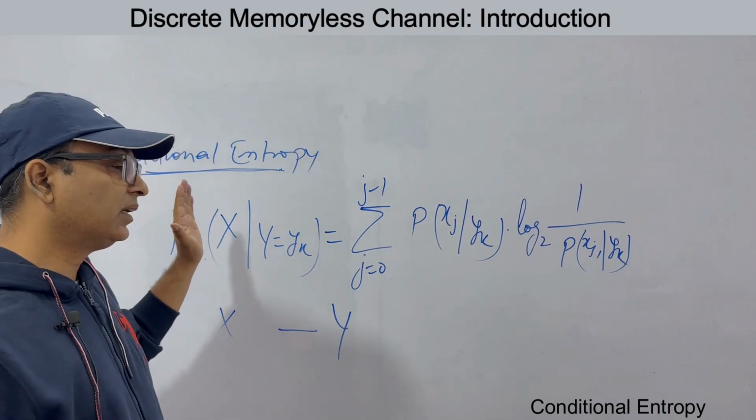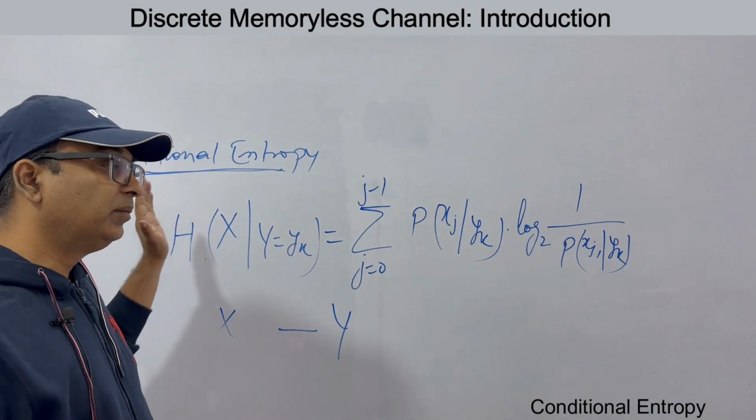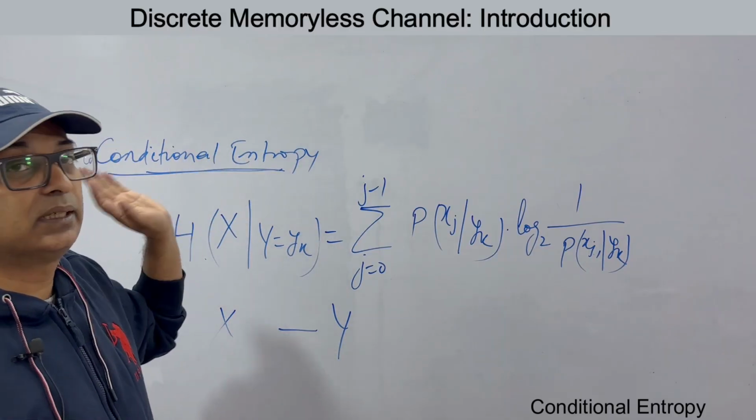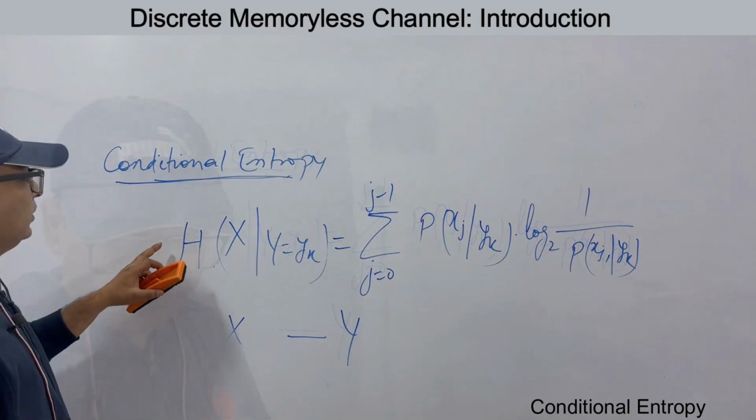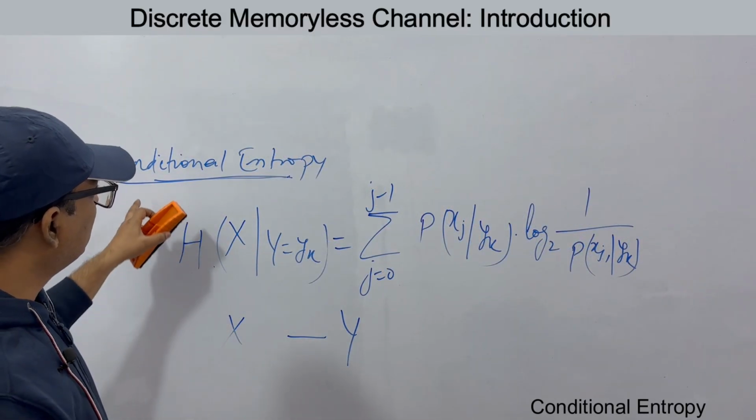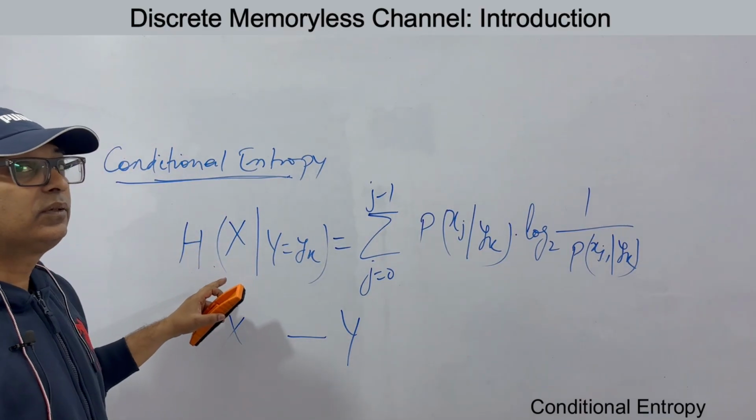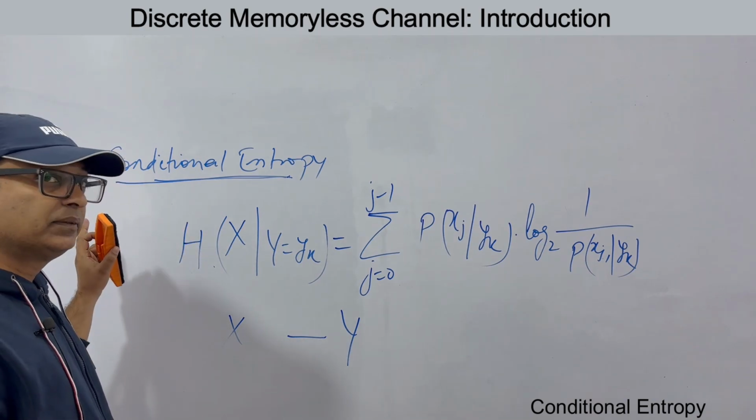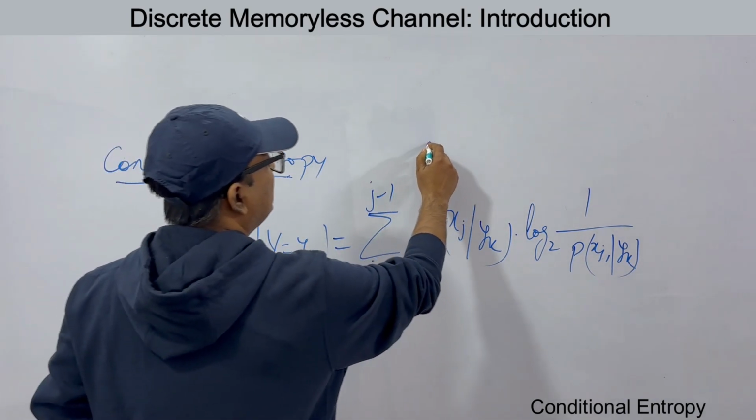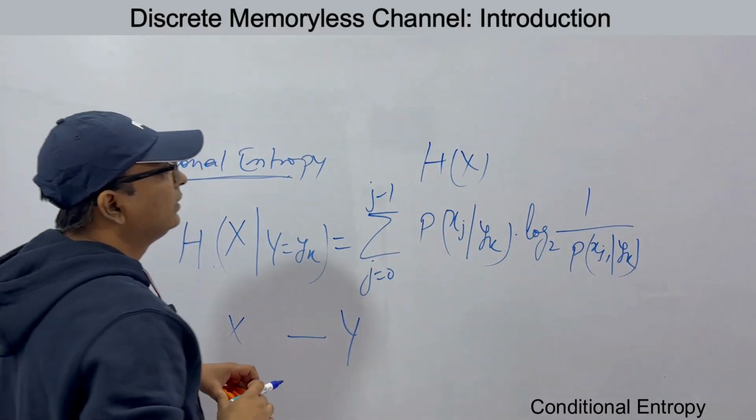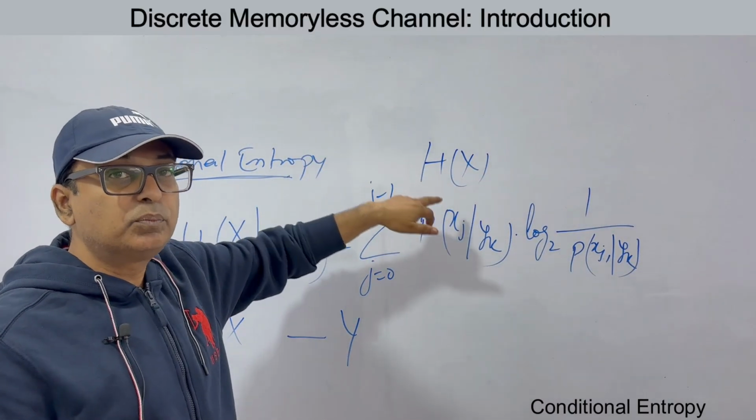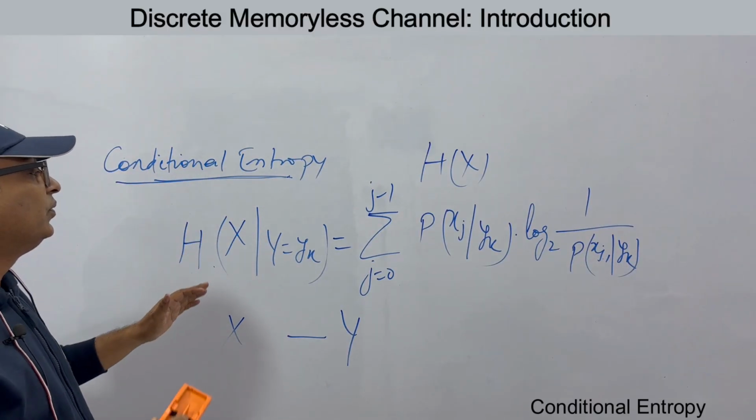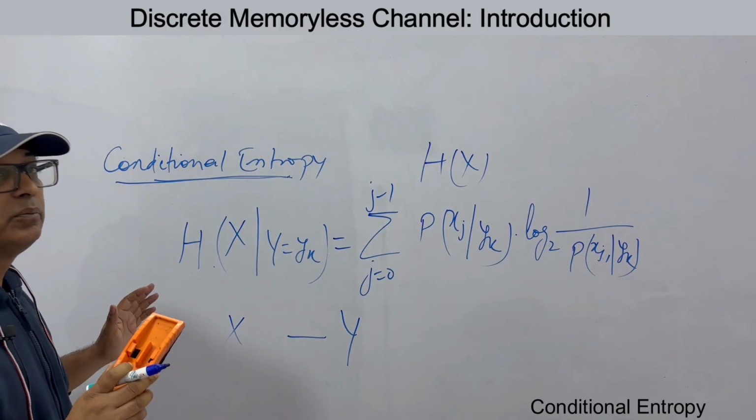Conditional entropy is the average amount of uncertainty remaining about the channel input when the channel output has been observed. This is the definition of conditional entropy. What we have learned is that this entropy relates the channel output y to the channel input x. H(X) gives the entropy of the channel input itself, but when we say H(X|Y), the conditional entropy, we relate the output with respect to the input x.